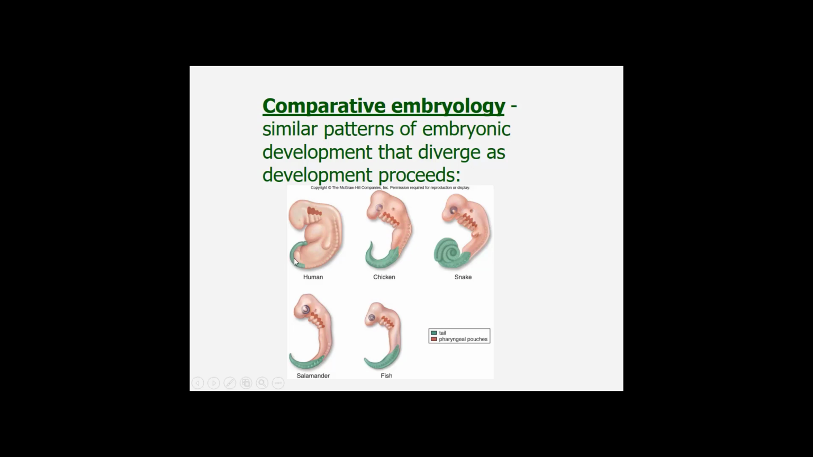We also all have a tail. At 5 to 6 weeks of age is when your tail was the longest. You indeed had a tail early on in your embryonic development, and that links us back to our ancestors, which did indeed have tails.